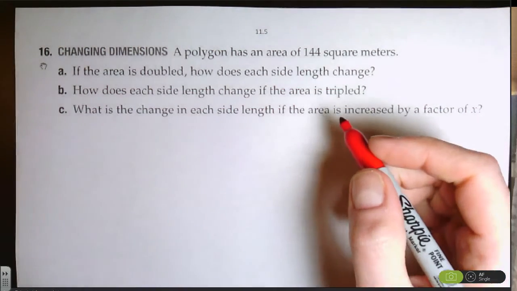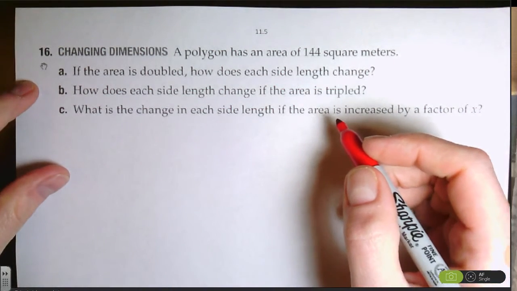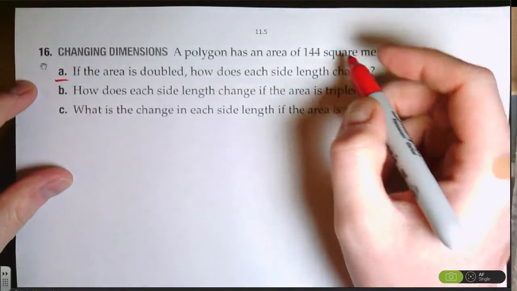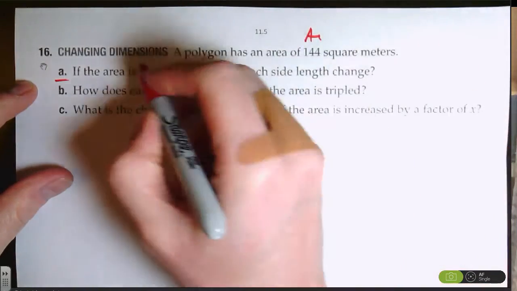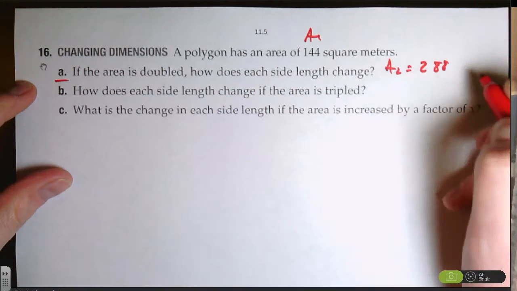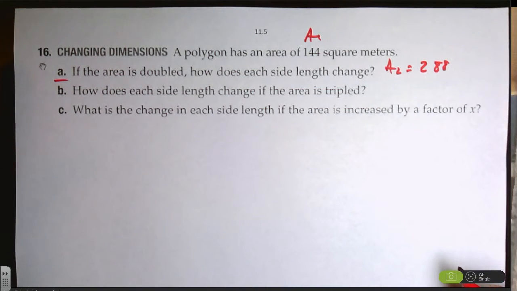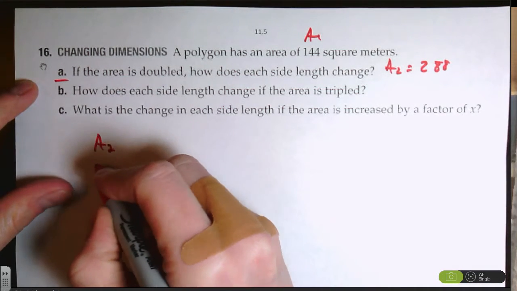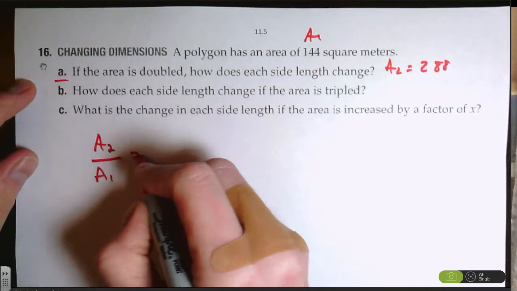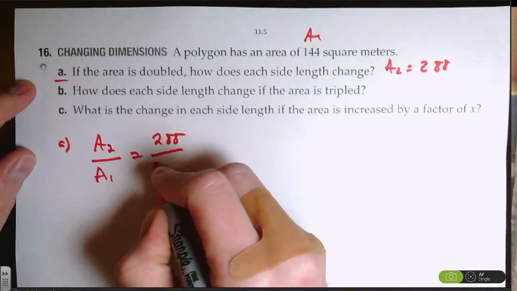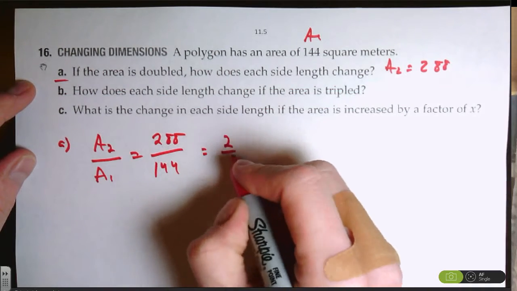Actually, we don't even need to do that. Let's talk about A. If the area is doubled, this is A1. The area doubled, which is area 2, is 288. So area 2 to area 1, that's the area scale factor. That would be 288 to 144, which is 2 to 1.